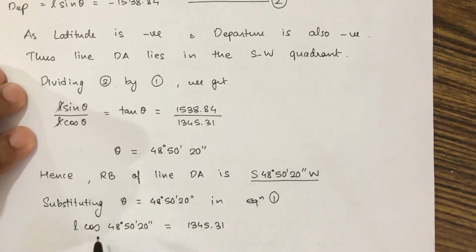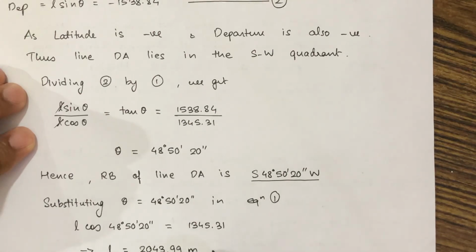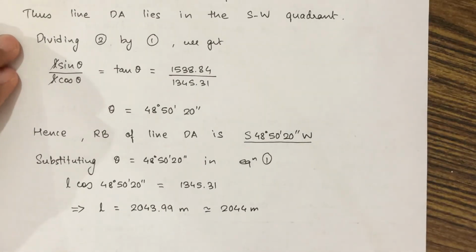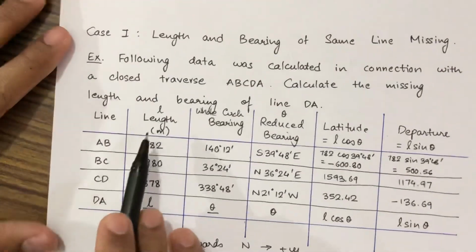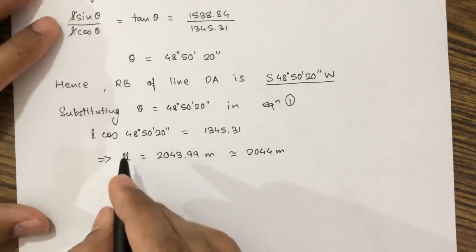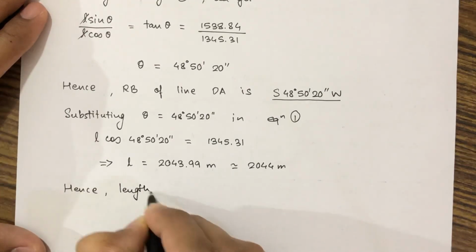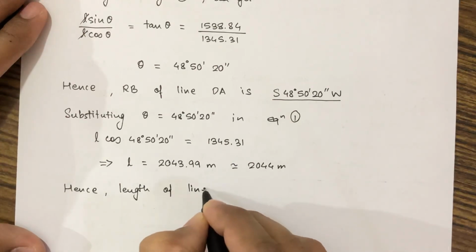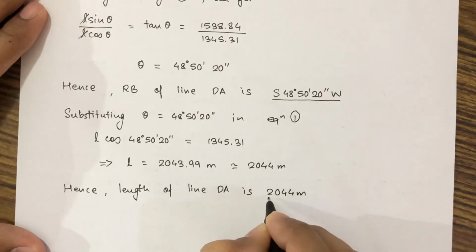1345.31. So the value of L comes out to 2043.99 meter. Let us approximate it to 2044 meter. Okay, so L is the length of this line DA. That also has been calculated. So now we can write the statement as: hence length of line DA is 2044 meter.